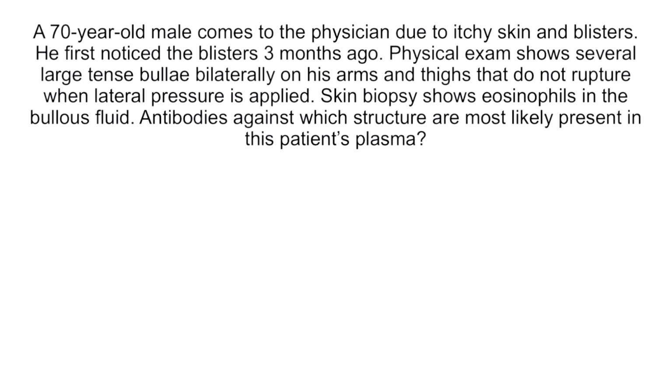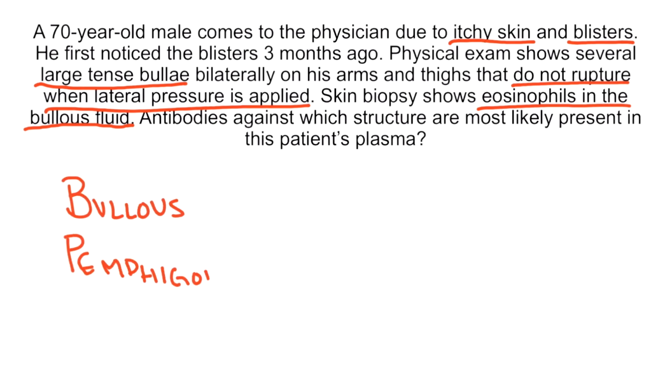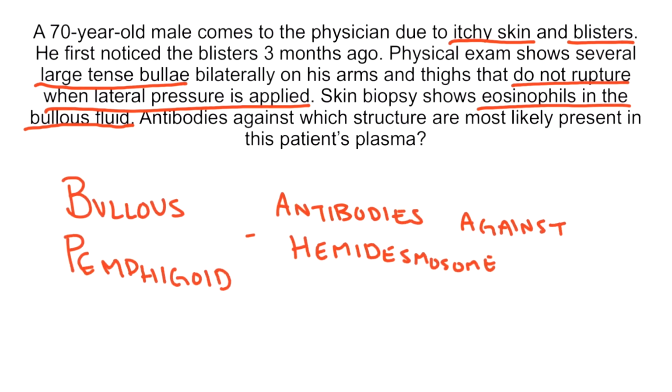This patient presents with classic signs and symptoms of bullous pemphigoid. Specifically, he has itchy skin and large tense bullae. These bullae do not rupture when lateral pressure is applied. This indicates a negative Nikolsky sign, characteristic of the bullae in bullous pemphigoid. The presence of eosinophils in the bullous fluid is also characteristic of bullous pemphigoid. As we explained in one of the previous slides, patients with bullous pemphigoid have antibodies against hemidesmosomes.